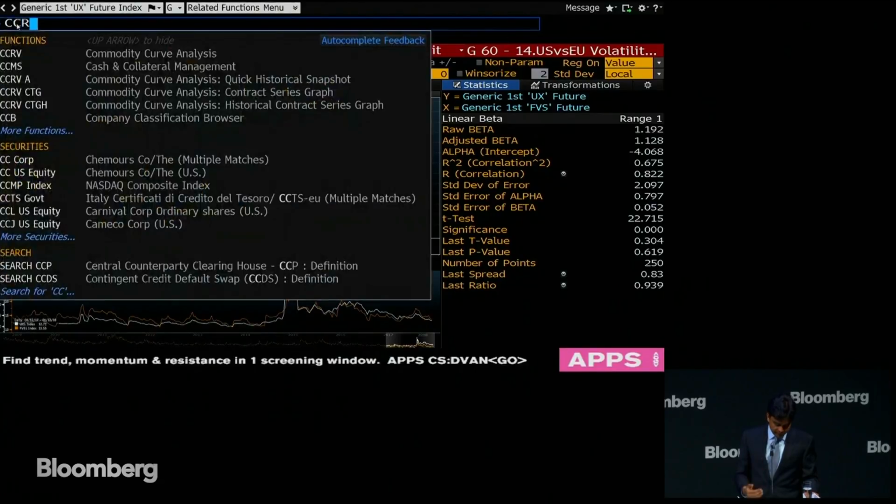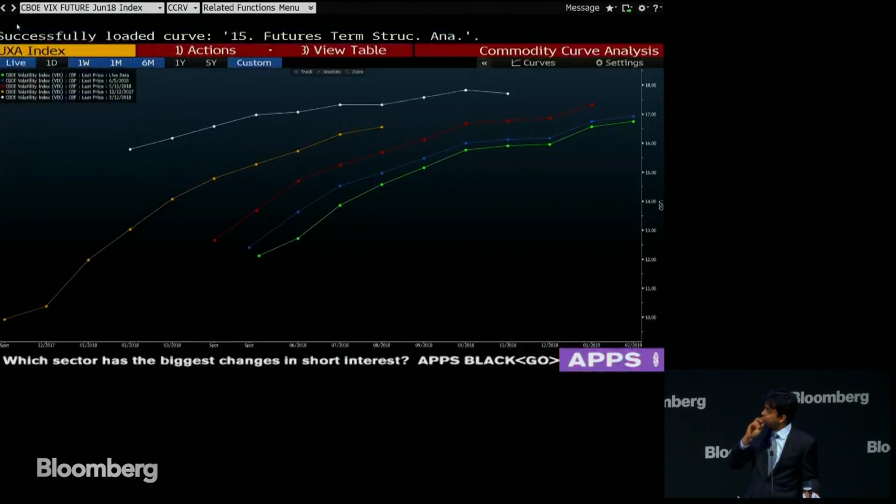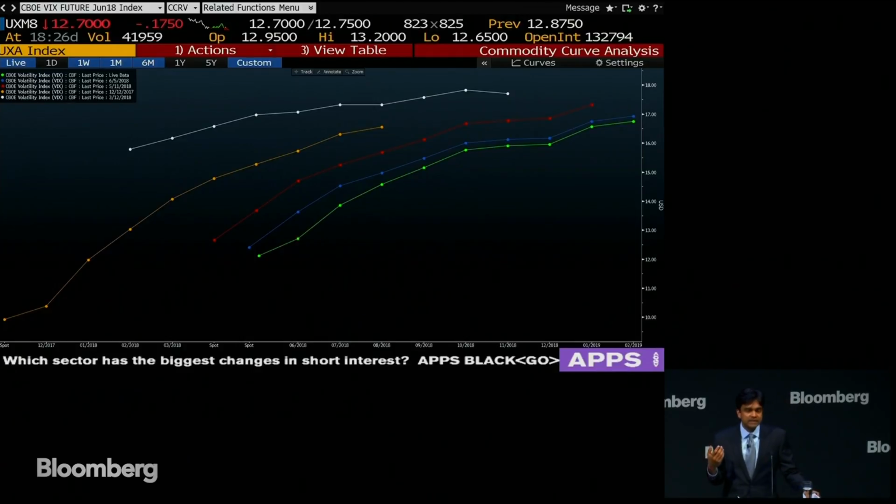The next chart is, again, extremely relevant for futures traders. This is a function on Bloomberg called CCRV, or curve analysis. What this tells investors is the term structure of a future. Any given asset would have futures for different expiries, 1 month, 3 months, 6 months, 18 months, and so forth. And the relationship of the price across those different terms offers investors a very good idea of what market sentiment is. Now, these are the term structures of the VIX future at different times across the last 5 or 6 months.